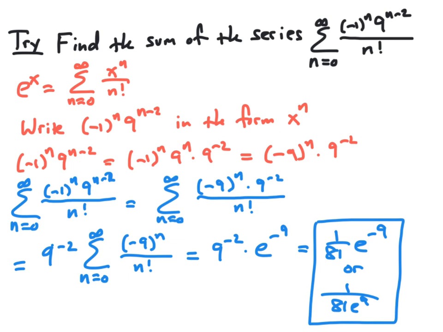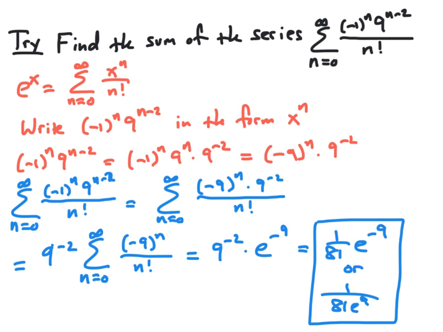Since the denominator of our series has the form n factorial, it makes sense to look at the Maclaurin series for e to the x, which has the same property, and that would be the sum from n equals 0 to infinity of x to the n over n factorial, and then to write the numerator, negative 1 to the n times 9 to the n minus 2, in the form x to the n.